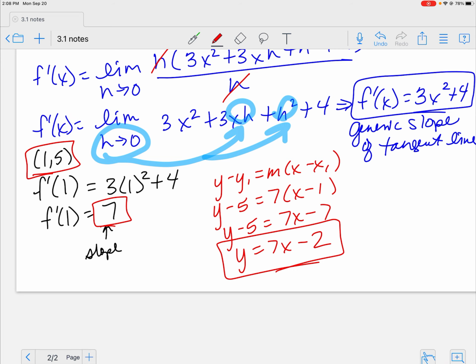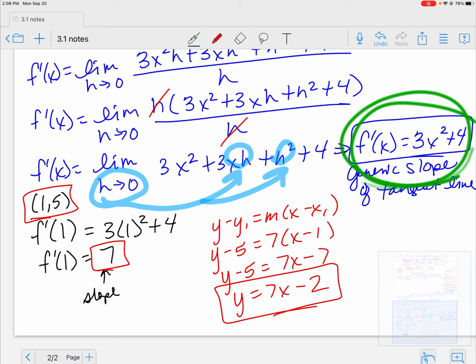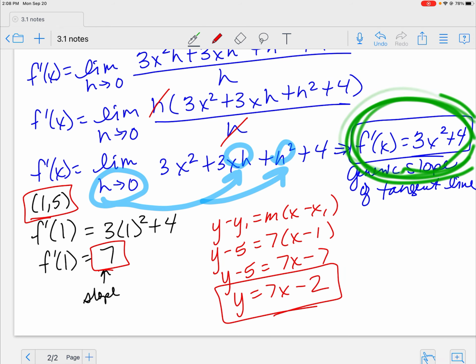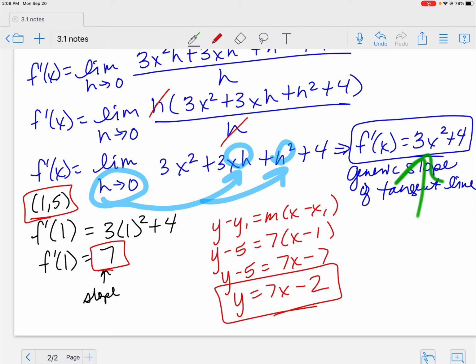All right. If I had a different point, I could still find the slope. You don't have to keep finding the derivative over and over again. You found the derivative. Now this is any slope I want, any point that I want out there on that graph. This is going to give me the slope for that function. Okay, good. Slope of that line. All right, let's do another.